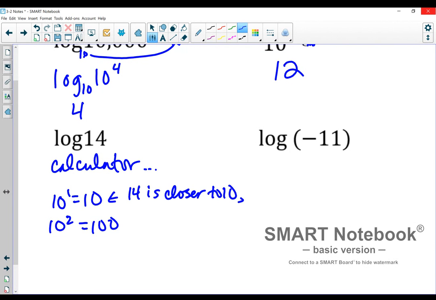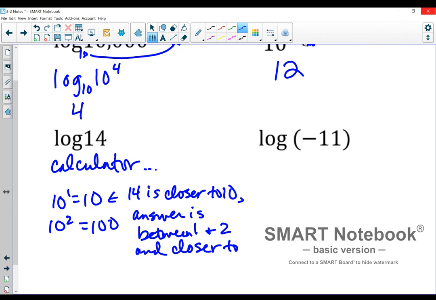And remember, we're finding our exponent. So our exponent is somewhere between the numbers 1 and 2. So our answer is between 1 and 2 and closer to 1, because 14 is closer to 10. So when I do this on my calculator, I get approximately 1.15. Pay attention to directions on how many decimal places to use.